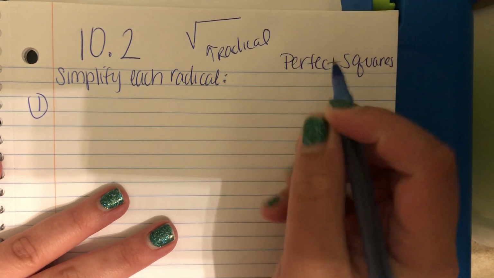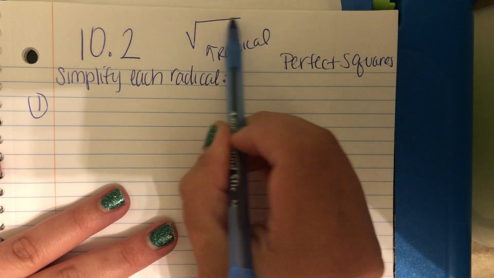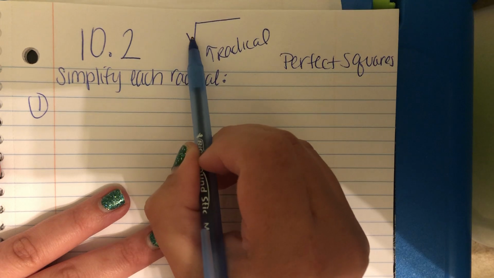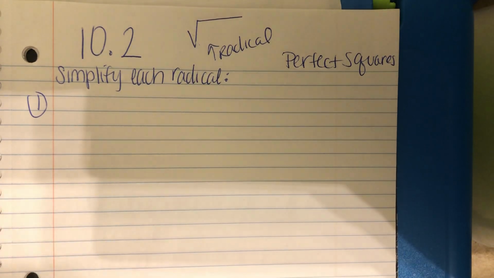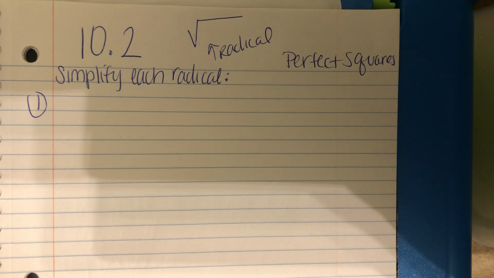This is a radical because it's a radical symbol, and this is a square root because there's no number here. So for example, the square root of 25 is 5. The square root of 36 is 6. The square root of 100 is 10. And you all know that. That's a skill that you all should have from previous years. A skill that you all do not have is simplifying radicals that are not perfect squares.